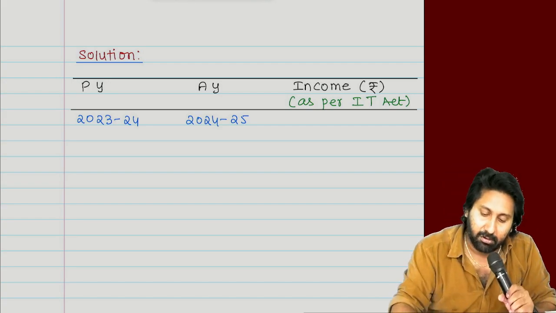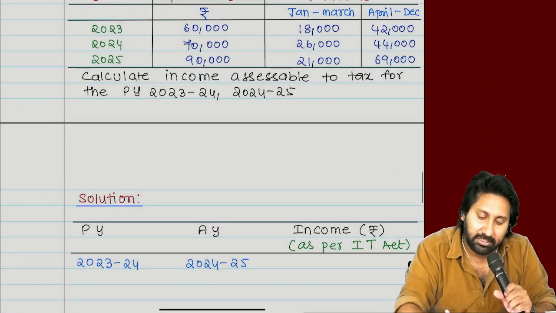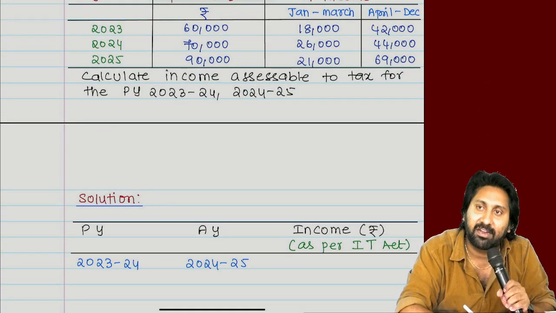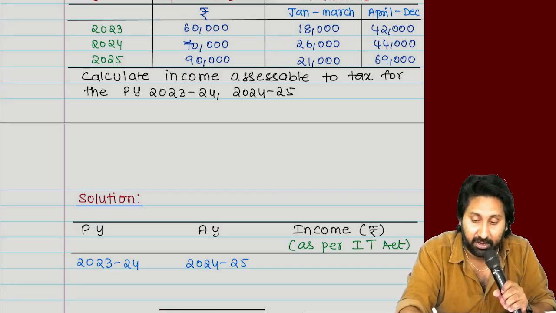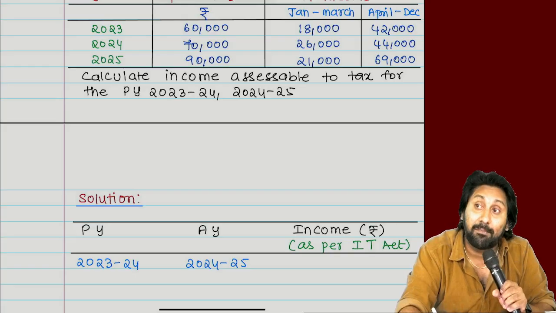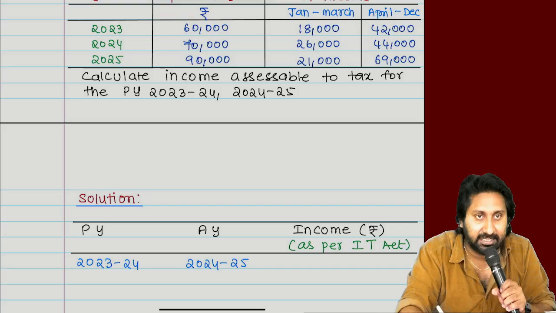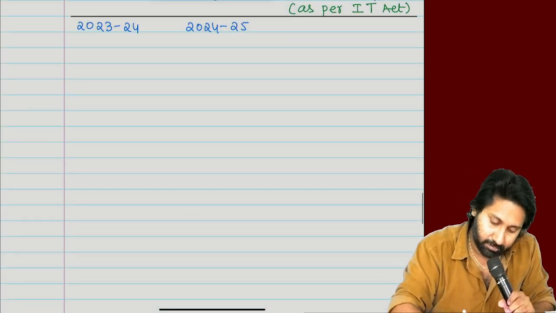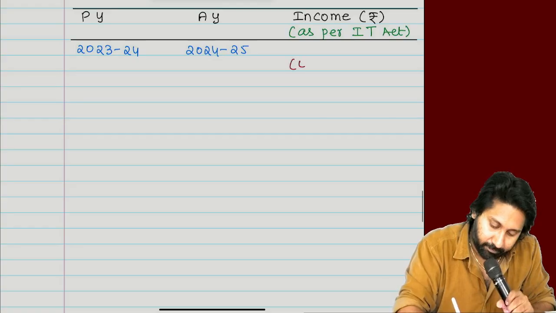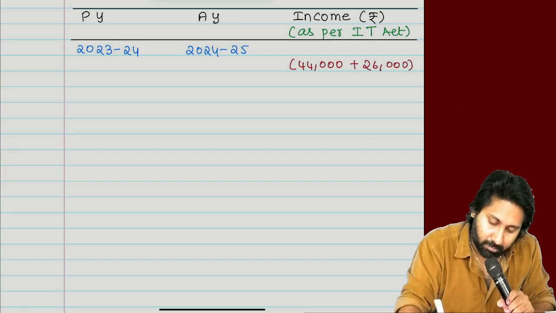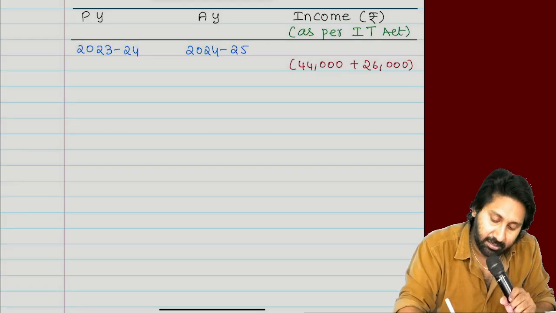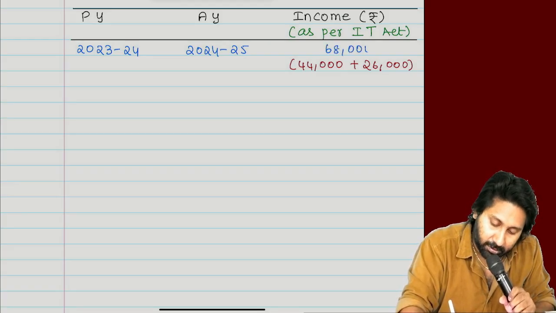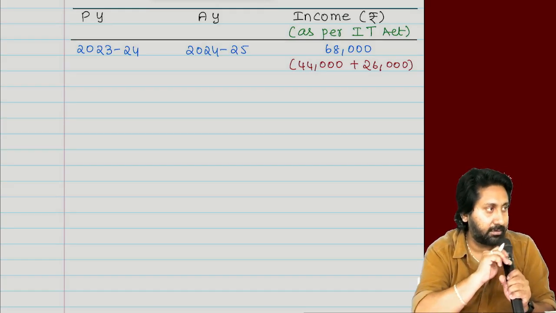Okay. Tell me, what is the income that we need to take, January to March of 2023? Relevant or not relevant? April to December 2023, relevant or not relevant? Relevant. How much? 42,000. But I need to go till March, so I need to take the next year's 26,000. Okay. Write down. Tell the final answer. 65? 68? Write down. 68,000.